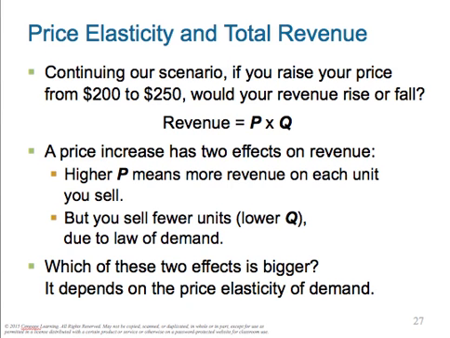The higher price means more revenue for each unit you sell. But we all know if you raise your price, you're probably going to sell fewer units. You sell fewer units, lower Q, due to the law of demand. So these two things work against each other. Which of these two effects is bigger? Because that'll determine what happens to your revenue. It all depends on the price elasticity of demand.